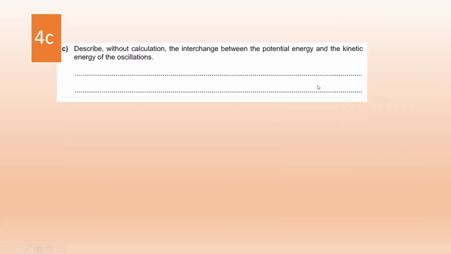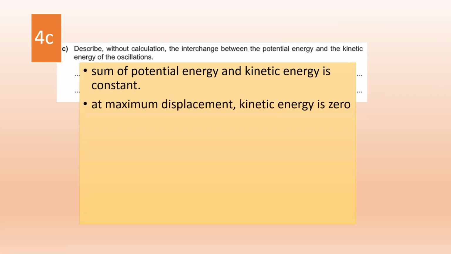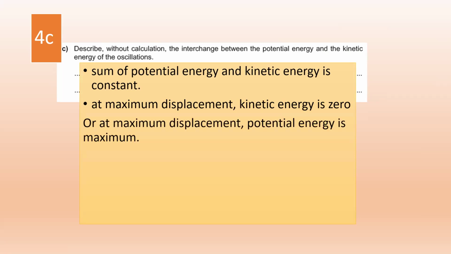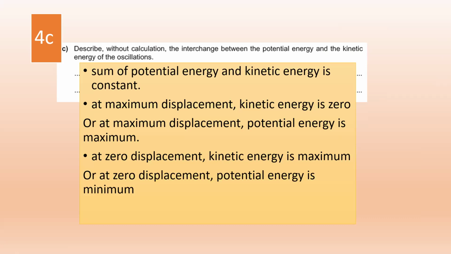Describe without calculation the interchange between potential and kinetic energy of the oscillation. The sum of potential energy and kinetic energy is constant. At maximum displacement, kinetic energy is 0, or potential energy is maximum. At 0 displacement, kinetic energy is maximum, or potential energy is minimum. Either one.